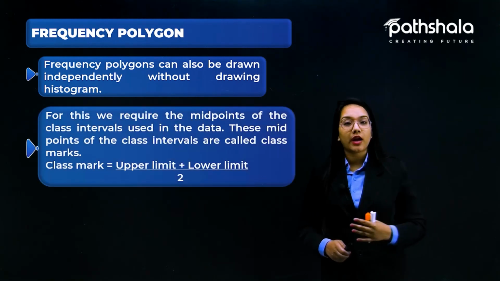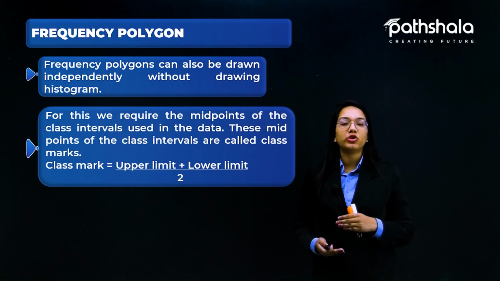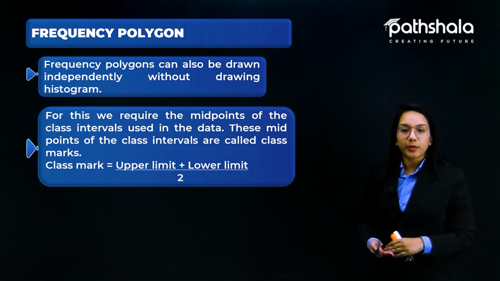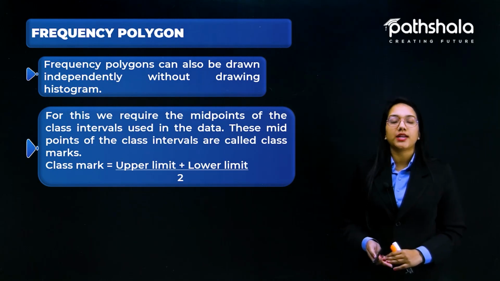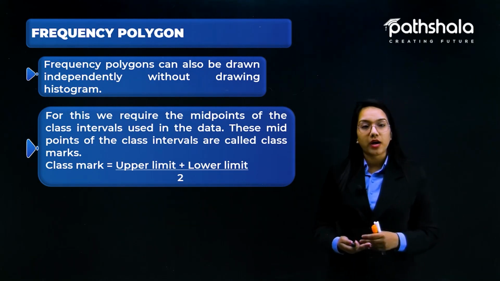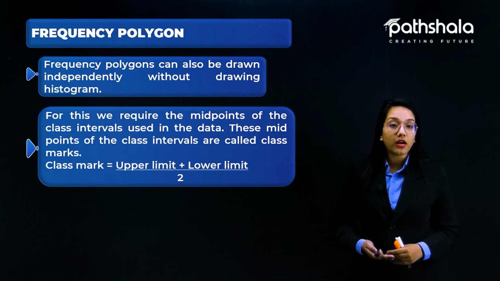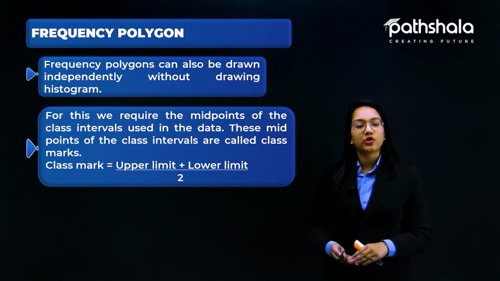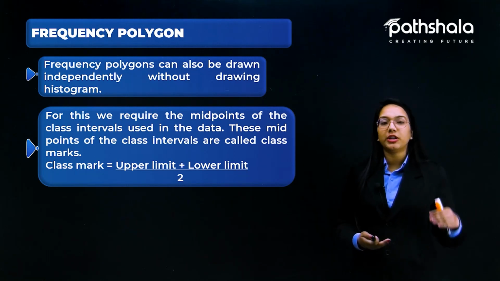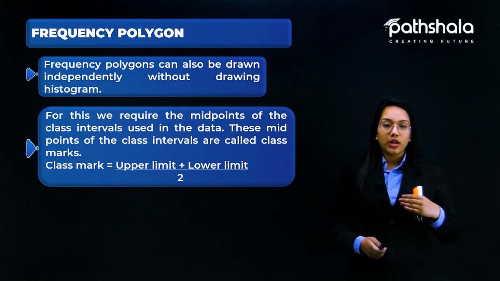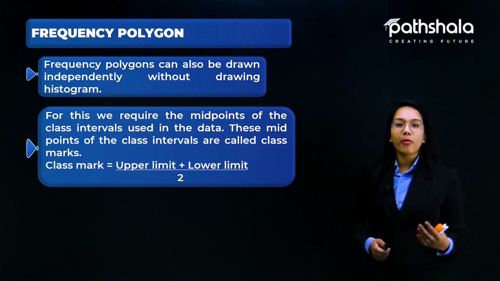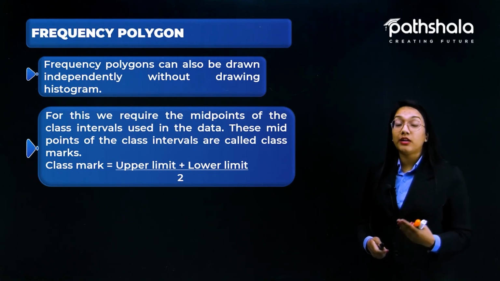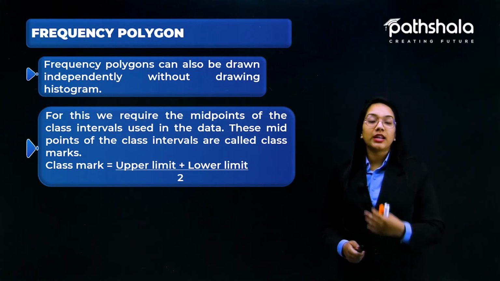For this we require the midpoints of the class intervals that are used in the data, and these midpoints of the class intervals are called the class mark. It means we have to look out for the class mark first of all. The class mark is obtained by upper limit plus lower limit divided by 2. So let's see how we can form a frequency polygon independently without drawing a histogram. Let's see an example for it.